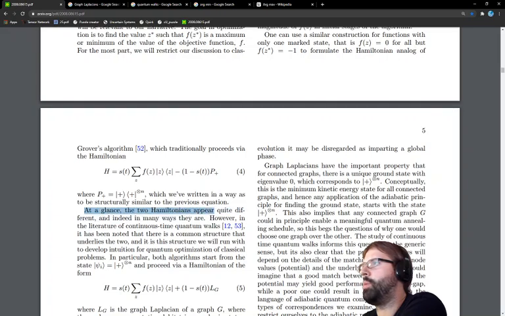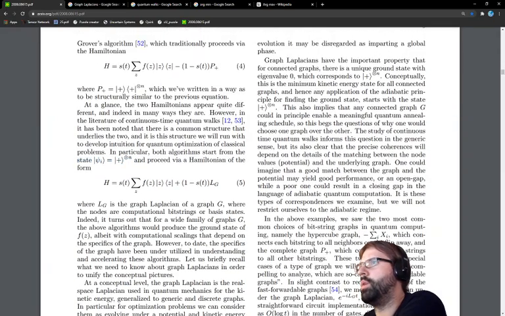At a glance, the two Hamiltonians appear quite different, and indeed, in many ways, they are. However, in the literature of continuous time quantum walks, it has been noted that there is a common structure that underlies the two, and it is this structure we will run with to develop intuition for quantum optimization of classical problems. In particular, both algorithms start from the superposition state and proceed via a Hamiltonian of the form where LG is the graph Laplacian of a graph G. Okay. Where the nodes are computational bit strings or basis states.